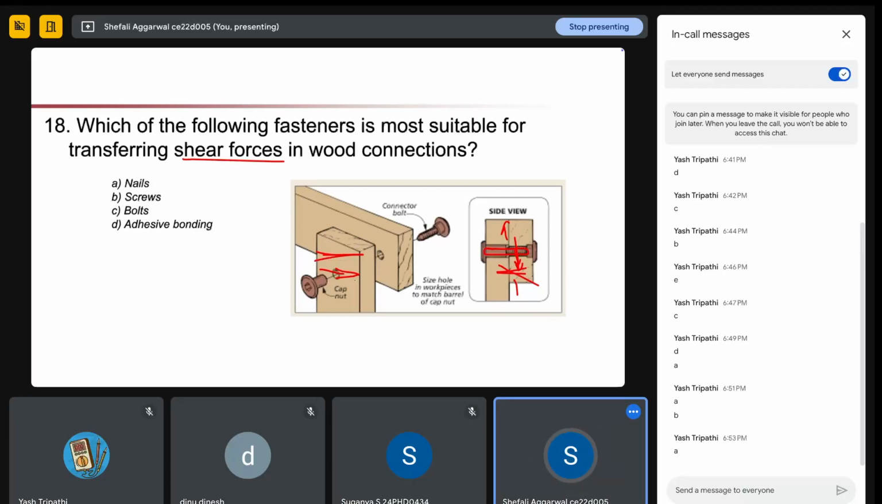And lastly, if we talk about adhesive bonding, it is very easy to remove adhesive bonding when it comes to shear forces. So that's why we are saying bolts will be the best type of fastener in terms of shear strengthening.